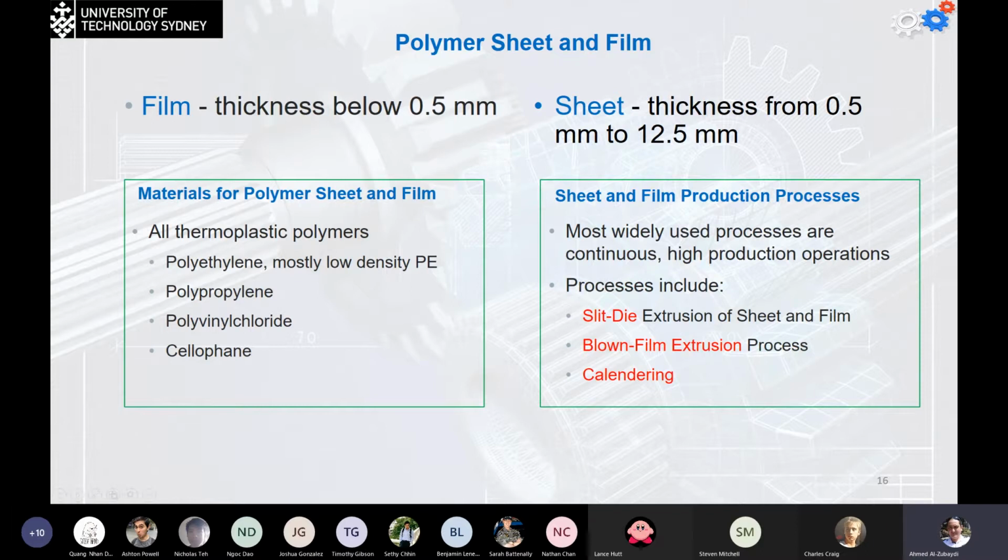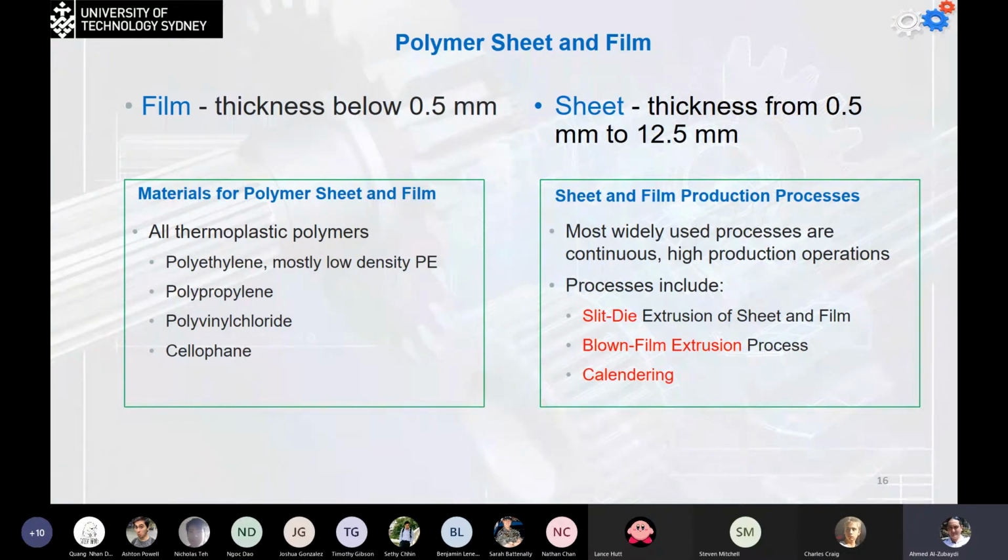Now, the difference between the film and the sheet is going to be mainly the thickness. Usually the film thickness is going to be something below 0.5 millimeters, while for the sheet we're talking about a thickness from 0.5 millimeter to 12.5 millimeters.